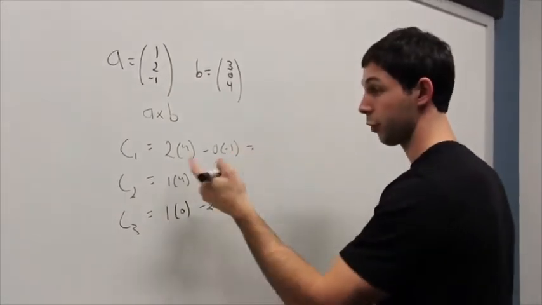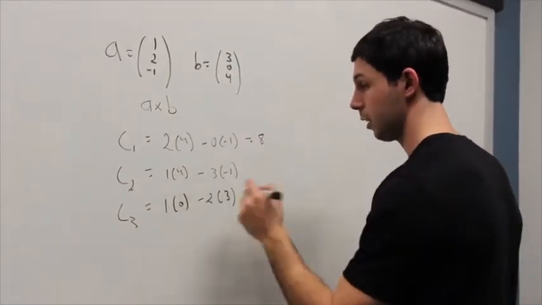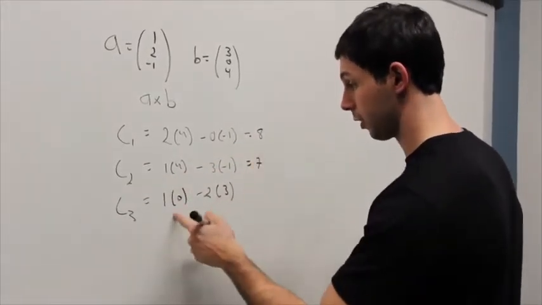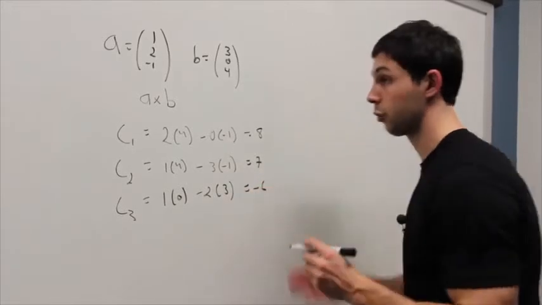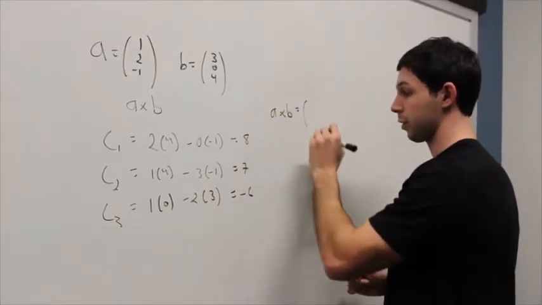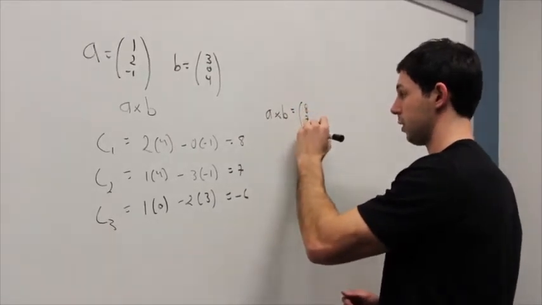So then the first one is 8 minus 0, which is 8. The second one is 4 plus 3, which is 7. And the last one is 0 minus 6, which is negative 6. So our cross product, A cross B, just equals the vector 8, 7, negative 6.